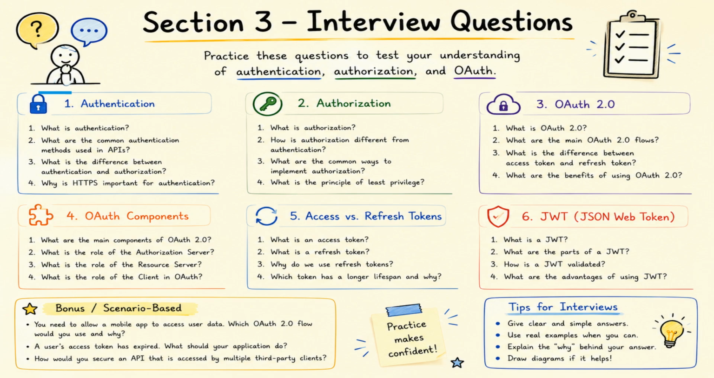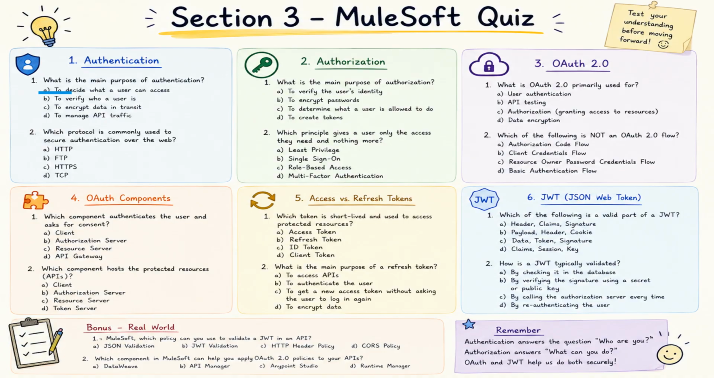Before we move on to Section 4, let's use this quiz to check how well you understood the key ideas from Section 3. These questions review the full authentication journey, starting with authentication and authorization, then moving into OAuth 2.0, OAuth components, access tokens, refresh tokens, JWT, and how these technologies apply in MuleSoft. The goal is not just to memorize definitions, but to think through each question and explain your reasoning. If you can answer these confidently, you'll have a strong foundation for API security, MuleSoft development, certification exams, and technical interviews.